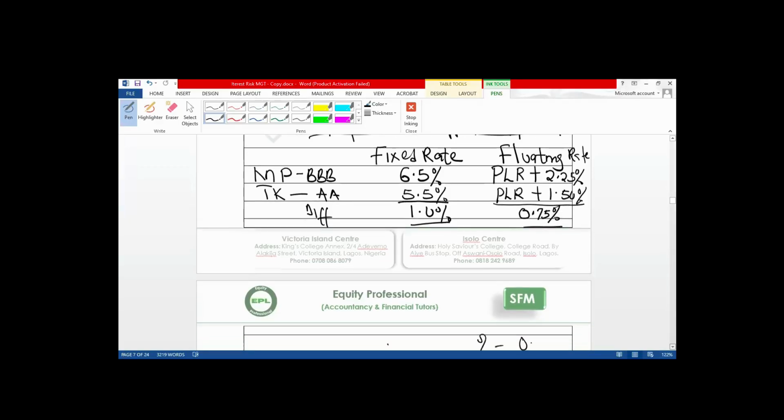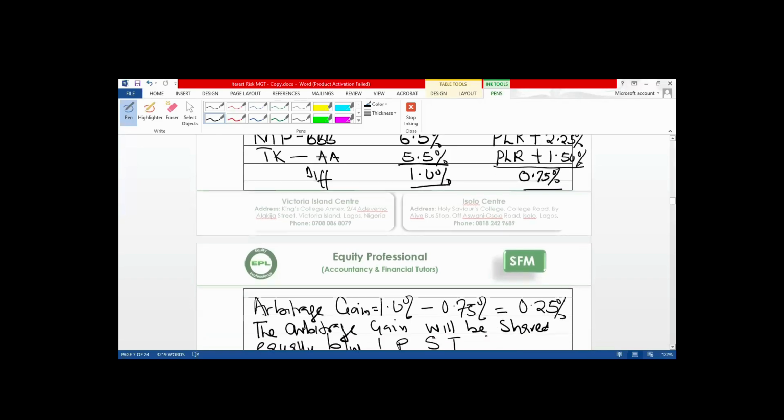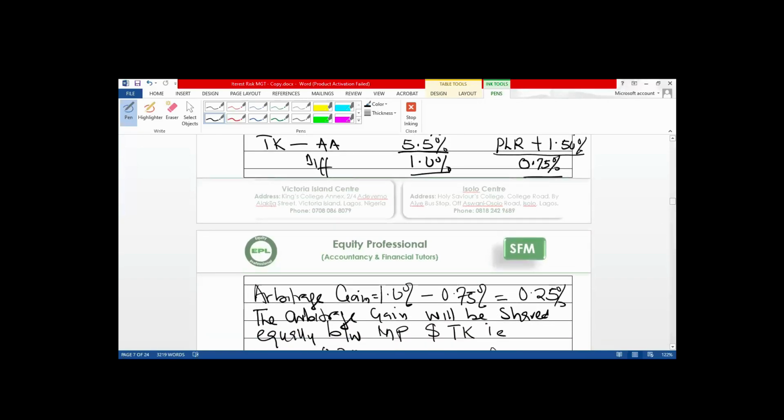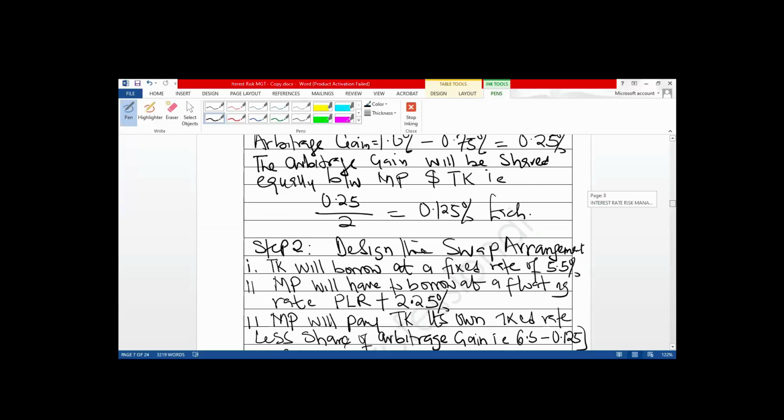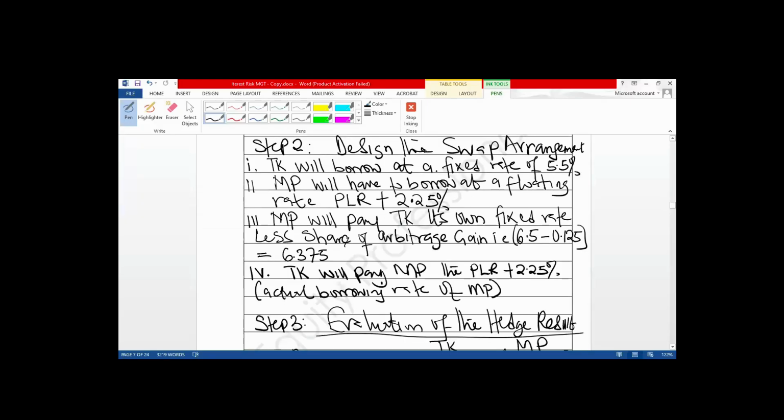That was all happening in our design here. TK will borrow at fixed rate, 5.5, because that is where we have the higher difference. And TK is better off borrowing at a fixed rate. Then MP has to borrow at floating rate. His own floating rate. He can't go and borrow at TK's floating rate.